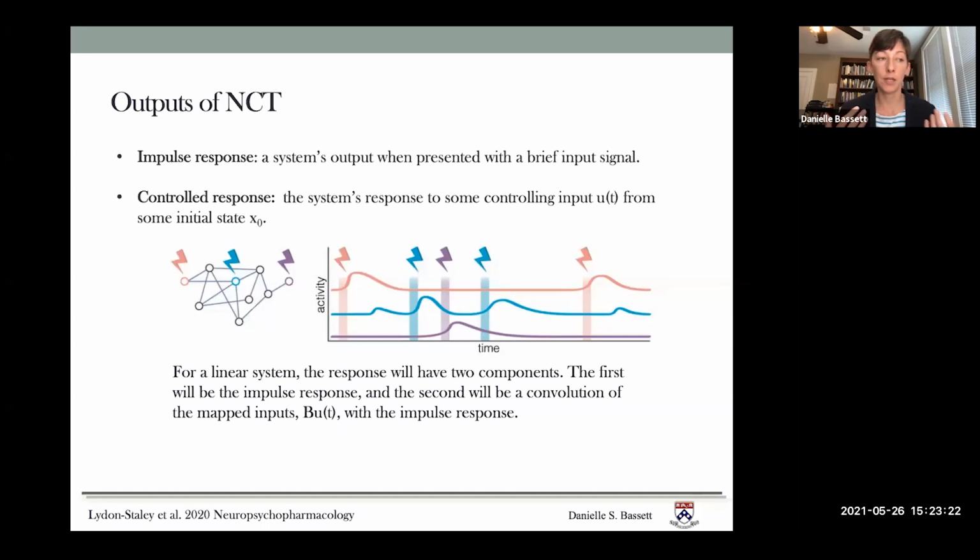Now, again, for the linear time invariant system, the response, this controlled response, will have two components. The first one will be the impulse response, which we've just described. And then the second will be a convolution of the mapped inputs, which is the B matrix times U, with the impulse response. So it's a nice additive framework and allows you to really understand what's going on very simply.